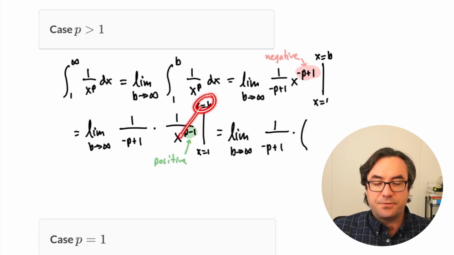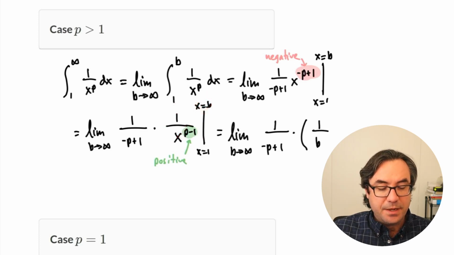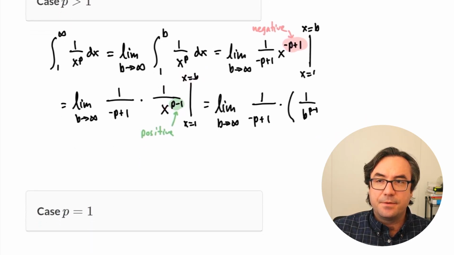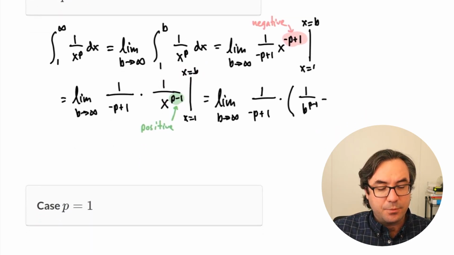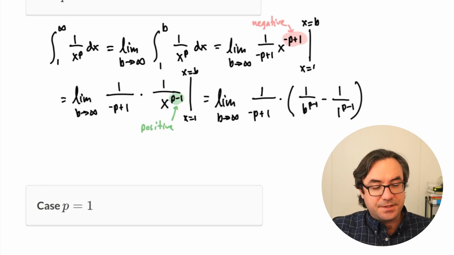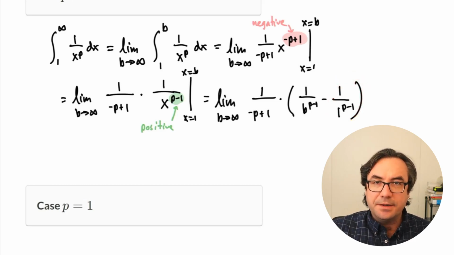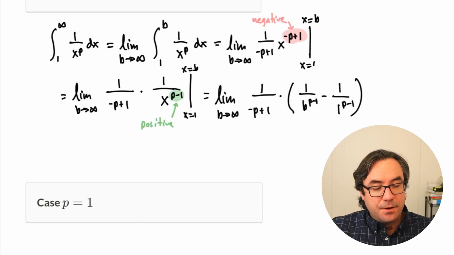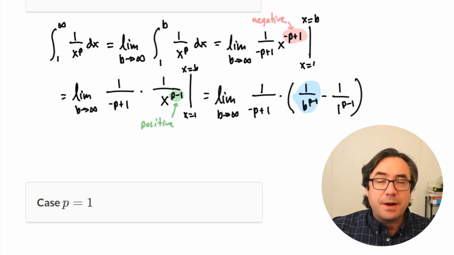So top number goes in first, so we get 1 over b raised to the p minus 1. And then when I plug in the lower bound, I end up with 1 over 1 raised to the p minus 1. And then I subtract. And this power of 1 is just going to simplify to just 1. And then this fraction here, we're just about ready to do the limit.